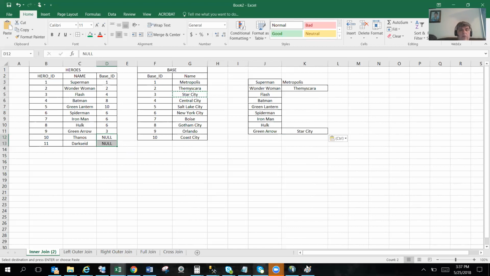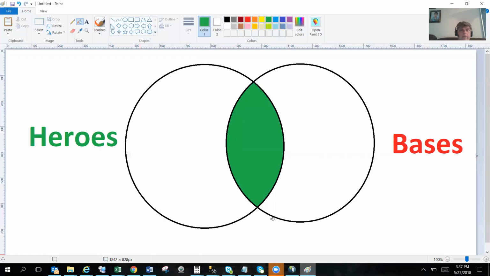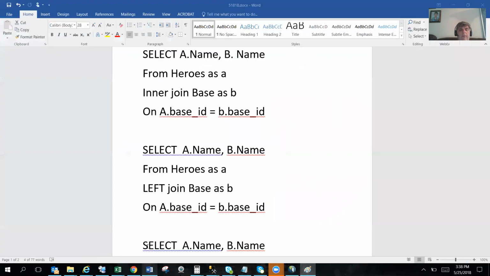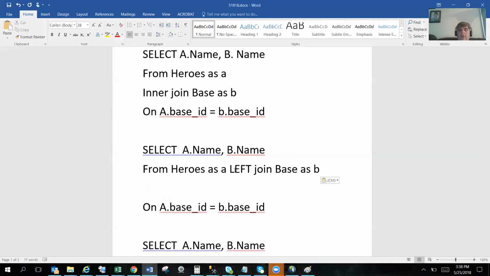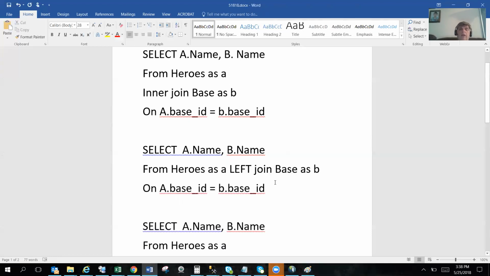Now, the next one we're going to talk about is the left outer join. When we're talking about left and right, we're literally talking about what side of the query it's sitting on. So we go back to our queries over here, right? Heroes left join base. That means heroes is on the left because it's on the top. Because if we did it this way, heroes is on the left. So what a left or right join does, or these are also called outer joins, is return everything from the left side or the right side, and only the things that match on the other.